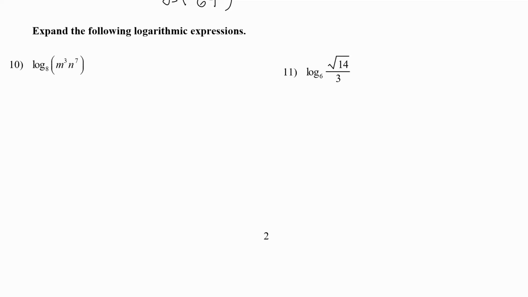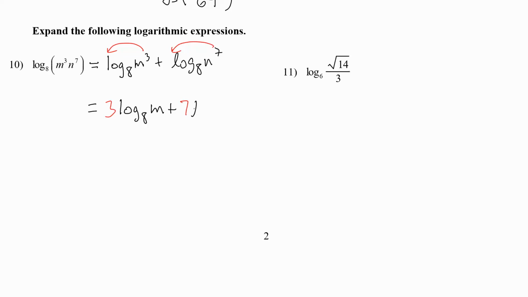So on this one, we're going to first rewrite that as 2 different logs. So log base 8 of m to the 3rd plus log base 8 of n to the 7th. And then again, we have those exponents out in front. So we're going to take those exponents and put them out in front there. So we have 3 times log base 8 of m plus 7 times log base 8 of n. All right, and that's as far as we can expand these.